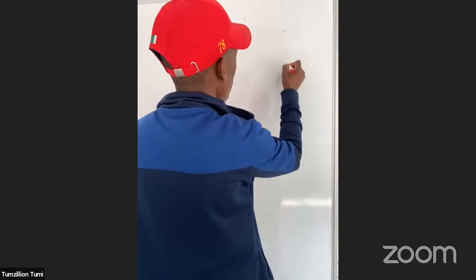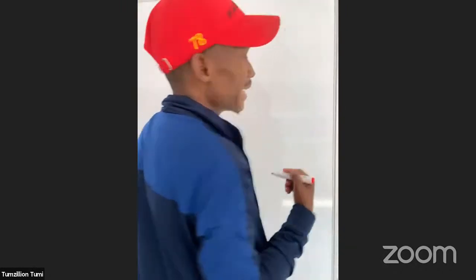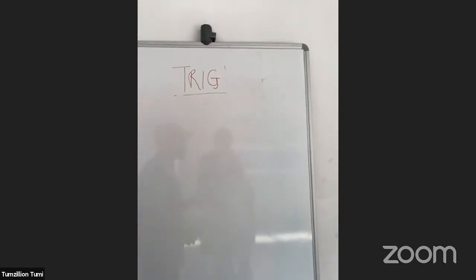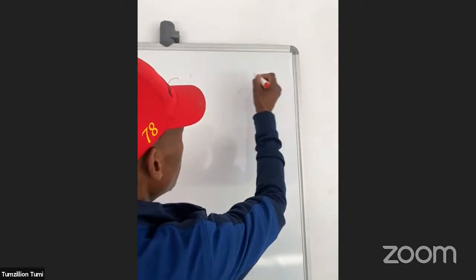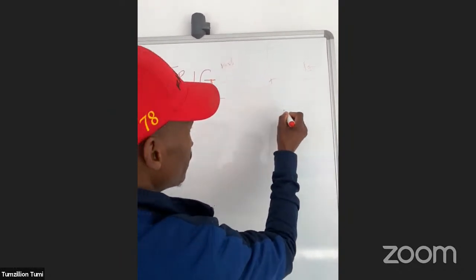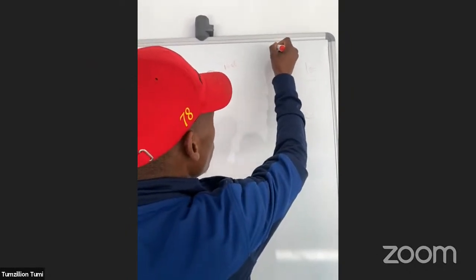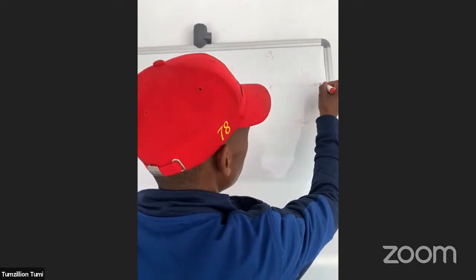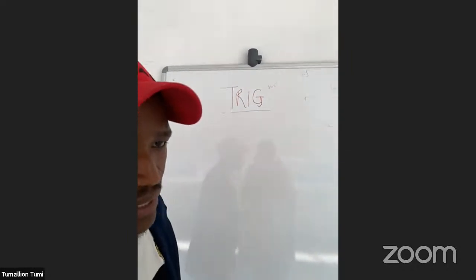Okay, so if you have this, it is called the Cartesian plane. The Cartesian plane, where we normally say this is the first quadrant, this is the second quadrant, then this is the third quadrant, and then this is the fourth quadrant. All right, so this is your y and this is your x. So this is your Cartesian plane.